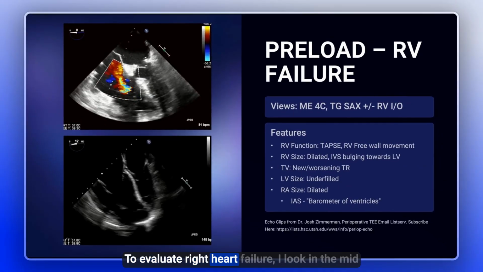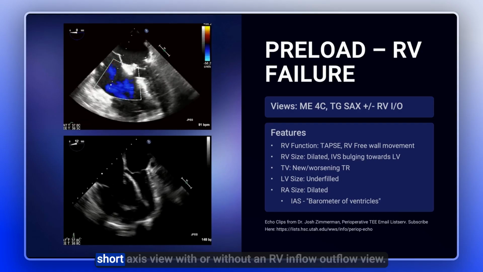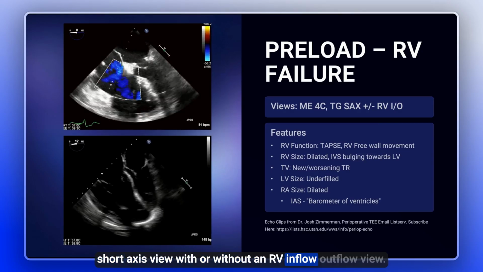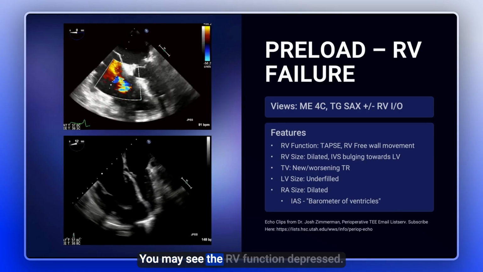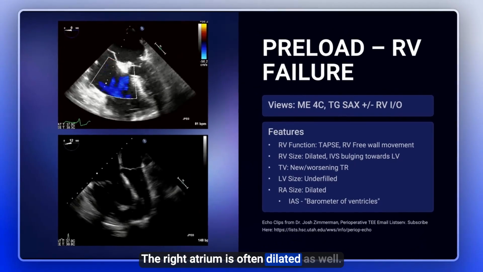To evaluate right heart failure, I look in the mid-esophageal 4-chamber view and then the transgastric short axis view with or without an RV inflow-outflow view. You may see the RV function depressed. The RV is typically dilated with the interventricular septum bulging towards that left ventricle. As that bulging occurs and the RV dilates, it can cause new or worsening tricuspid regurgitation. And also because these are preload deficiencies of the LV, that LV, of course, will be underfilled. The right atrium is often dilated as well.